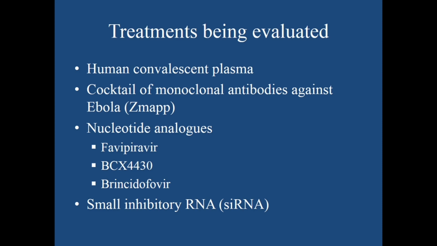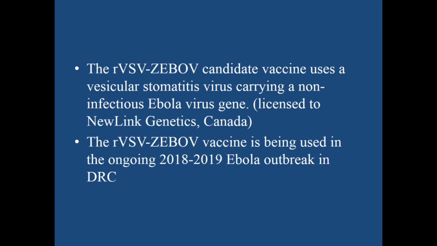They've evaluated certain treatments, and they found some good results with human convalescent plasma, as well as a cocktail of monoclonal antibodies against Ebola, which is known as ZMapp. And there are certain nucleotide analogues which have been used, like favipiravir, BCX4430, brincidofovir, and small inhibitory RNA were also treatments being evaluated for the Ebola virus.